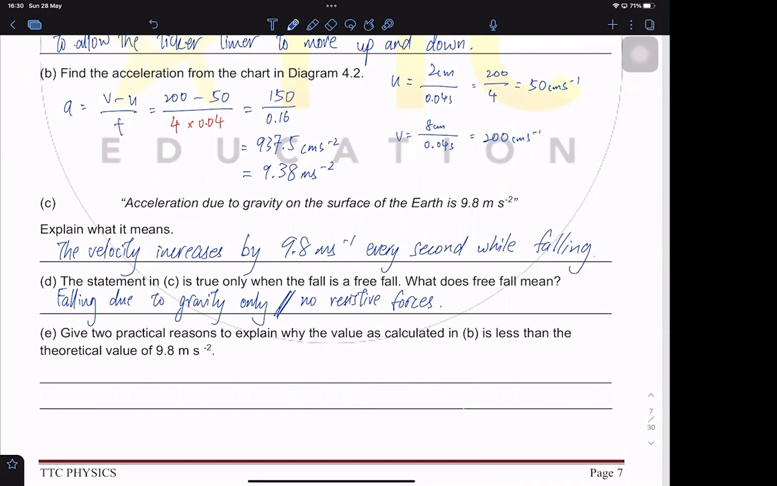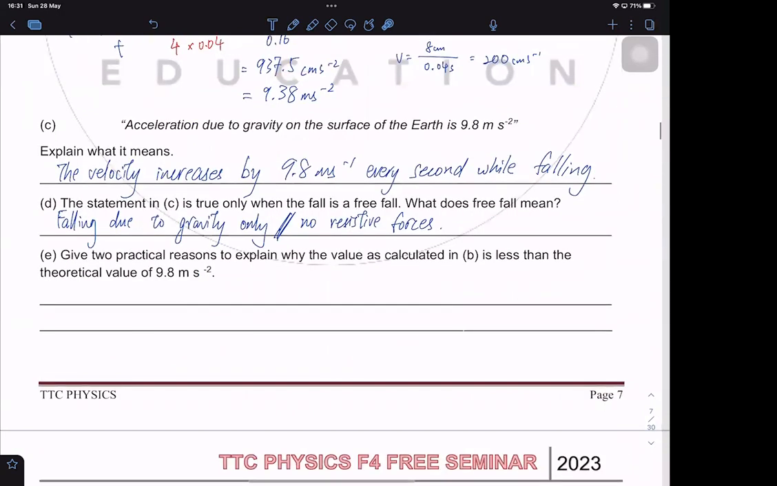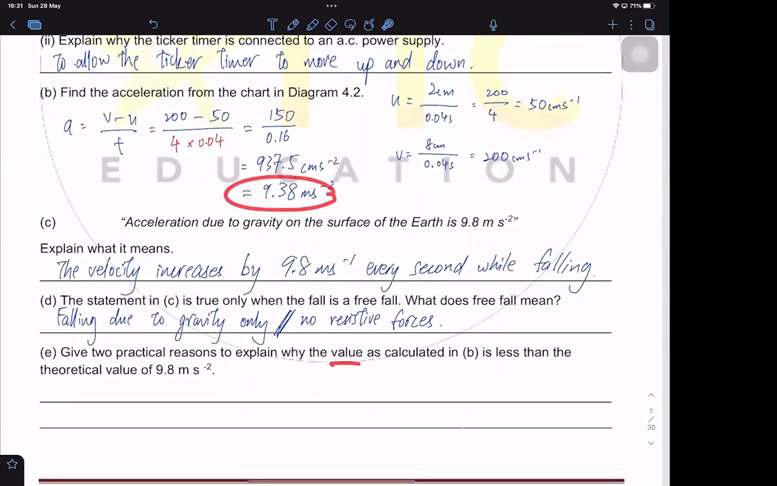But in real life, you don't get 9.8. In real life, it will be lesser. Like in this example, I've calculated when the thing falls down, the acceleration is only 9.4 instead of 9.8. Because in real life, there are other forces. So that's what they're asking you here. Give two practical reasons to explain why the value calculated is less than 9.8.